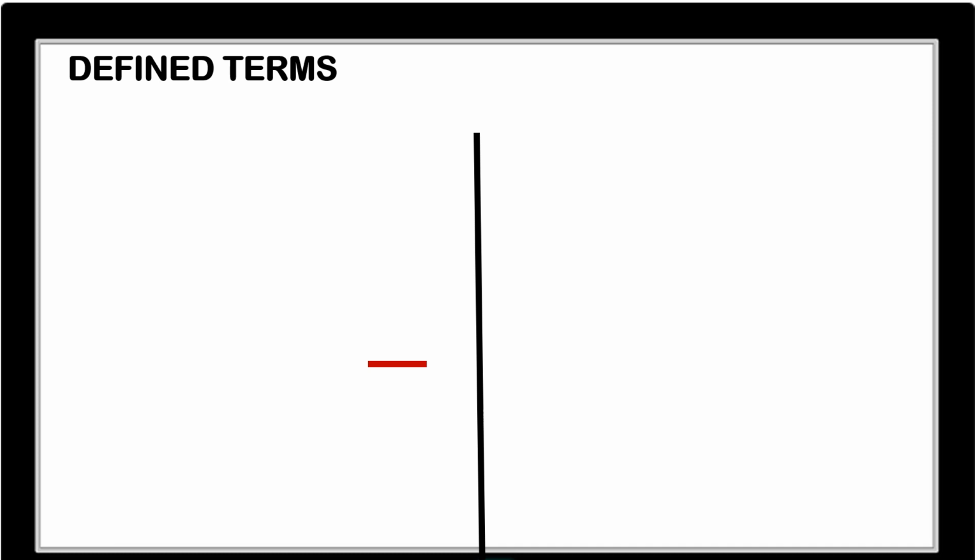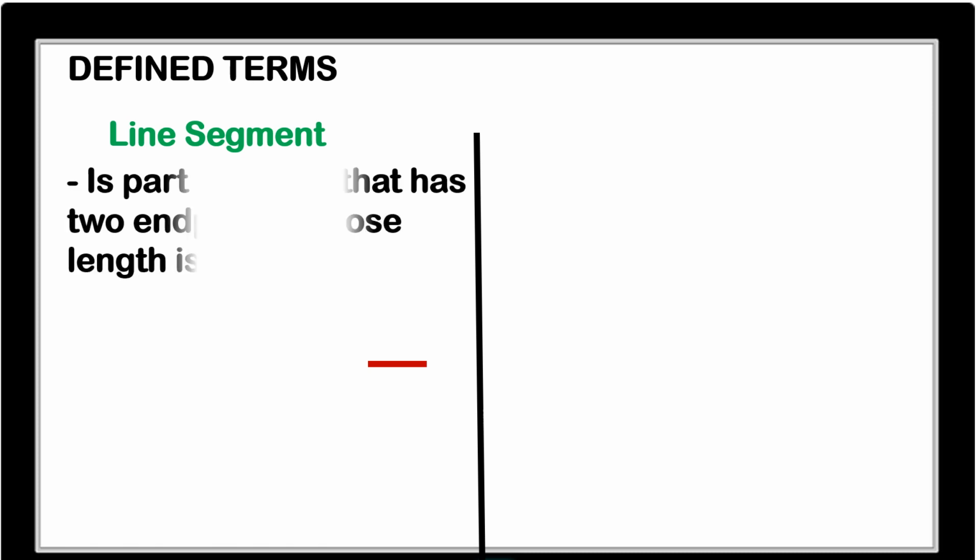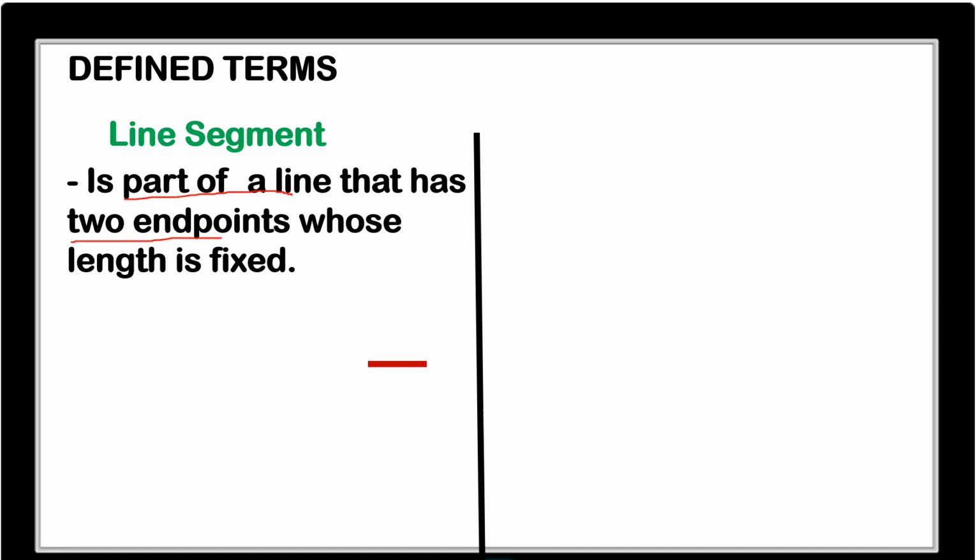Earlier, napag-usapan po natin yung tatlong klase ng undefined terms. Those are the point, the line, and the plane. At this time, pag-usapan po natin ang defined terms in geometry. Let's have the first one. A line segment. A line segment is a defined term. Remember that a line segment is a part of a line that has 2 endpoints whose length is fixed. So we have, it is a part of a line that has 2 endpoints and whose length is fixed.